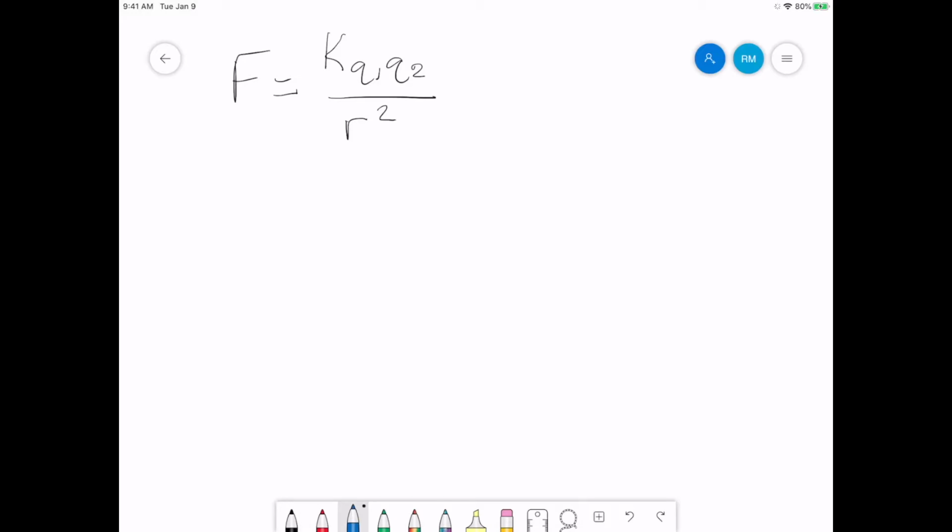So the first thing I need to do is get rid of this fraction on this side. And to get rid of the fraction, I'm going to multiply by whatever's on the bottom. Whatever I do to one side, I have to do to the other. These cancel out, and now I have F times r squared equals k times q1 times q2.